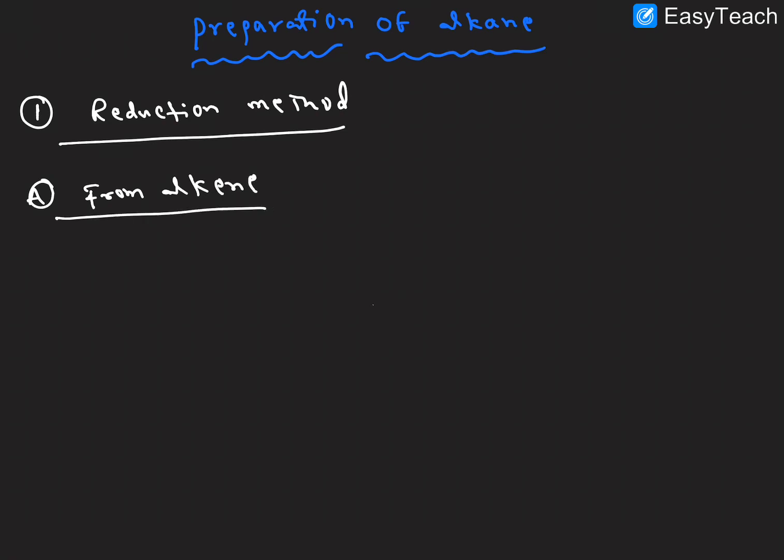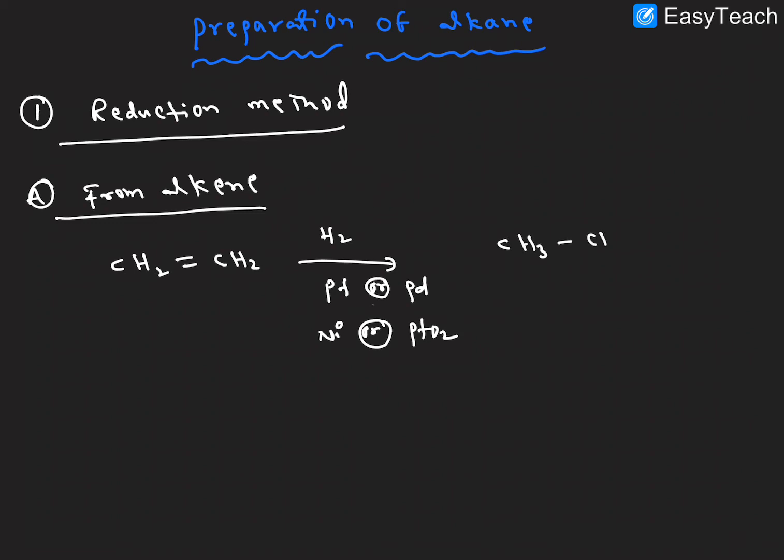We know the hydrogenation reaction. We are taking an alkene treated with H2 gas in the presence of palladium or platinum or nickel or PtO2, to give a saturated hydrocarbon, that means CH3, CH2, CH3. This is one of the methods to prepare alkane from alkene.